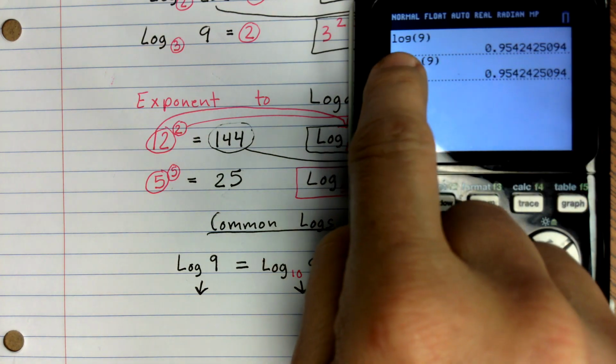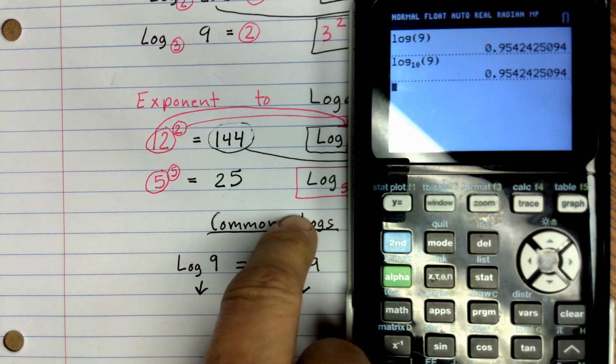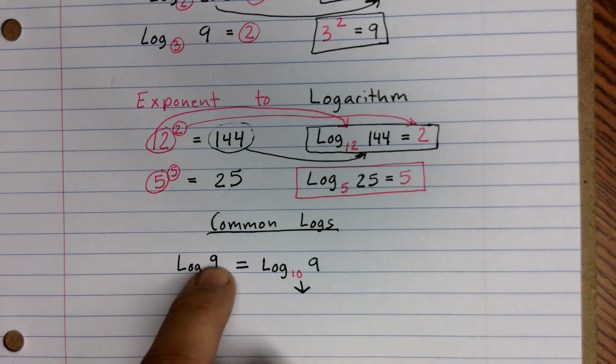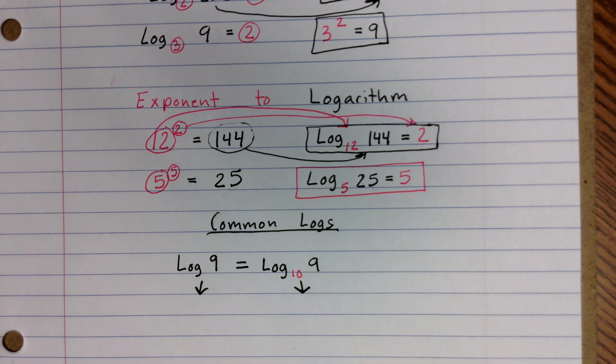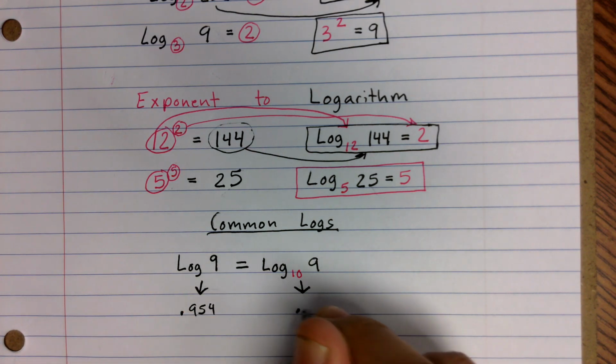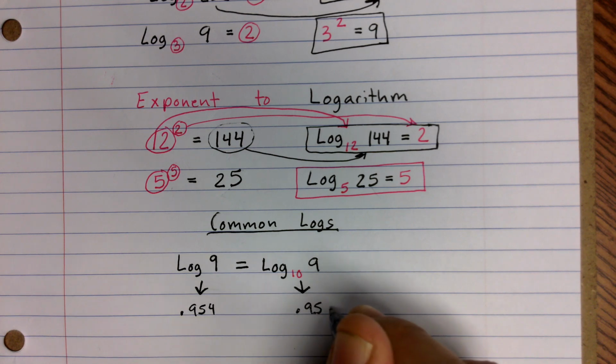That's because if I write it as log 9, I am using a common log. In other words, if I wrote this, I expect everybody to understand that there is a base there. It's invisible, but it's a 10. So I'm just going to write right here, roughly, this was 0.954, and this one too was 0.954.